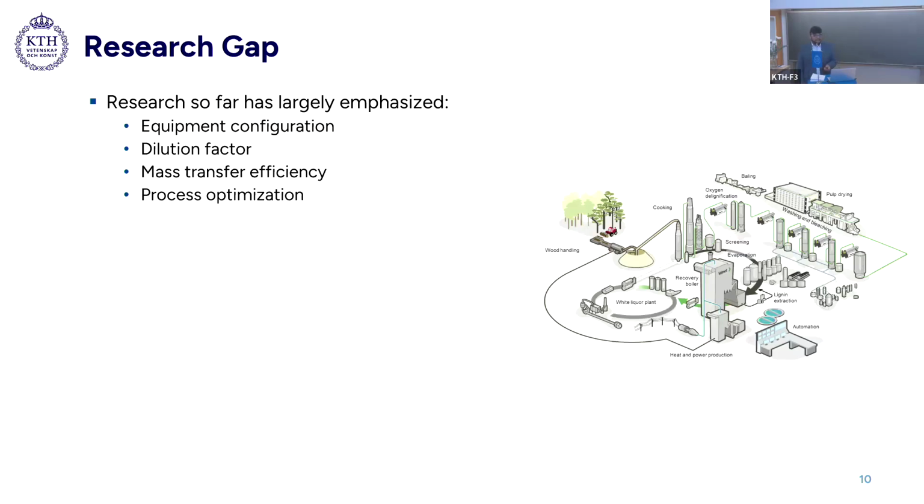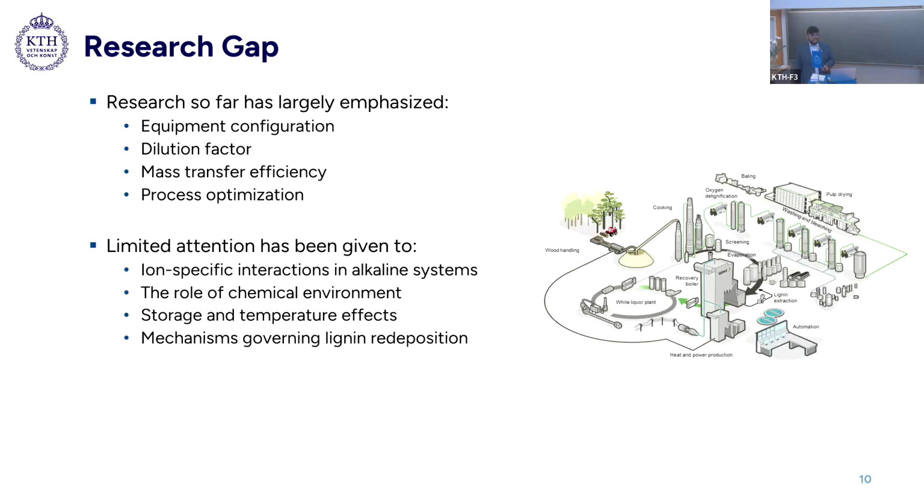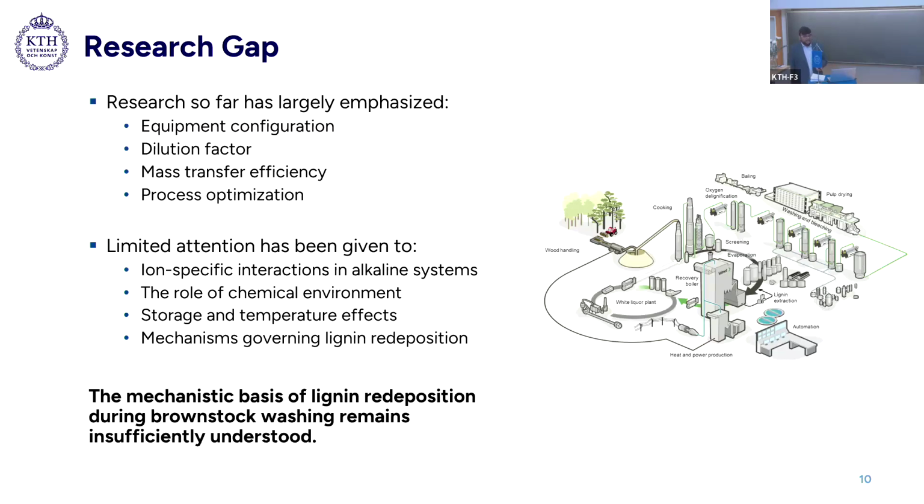When we look into the research gap, the research so far has largely emphasized equipment configuration, dilution factor, mass transfer efficiency, as well as process optimization. Limited attention has been given to ion-specific interactions, understanding the role of chemical environment, storage and temperature effects, as well as the mechanisms governing lignin redeposition in detail. As a result, the mechanistic basis of lignin redeposition during Brownstock washing remains insufficiently understood.